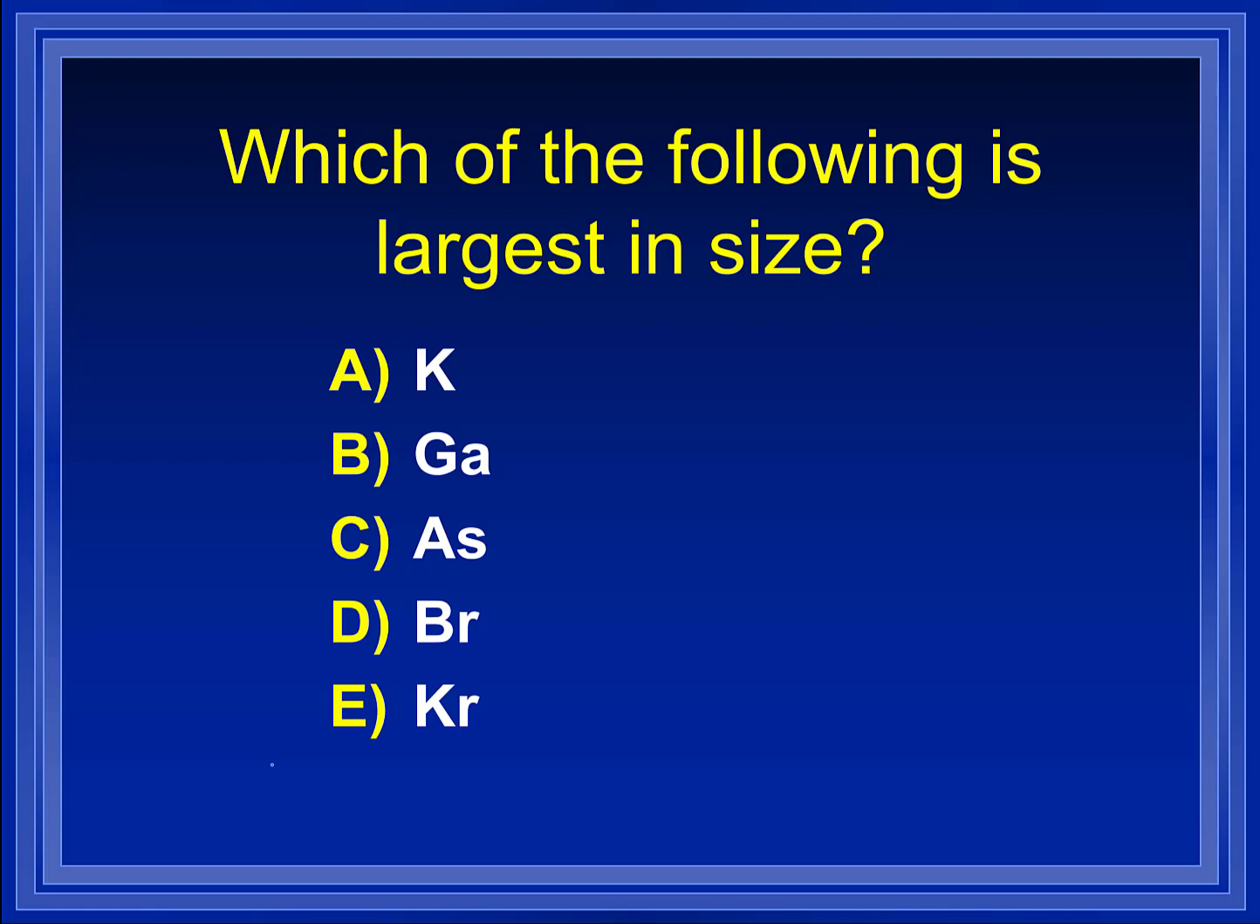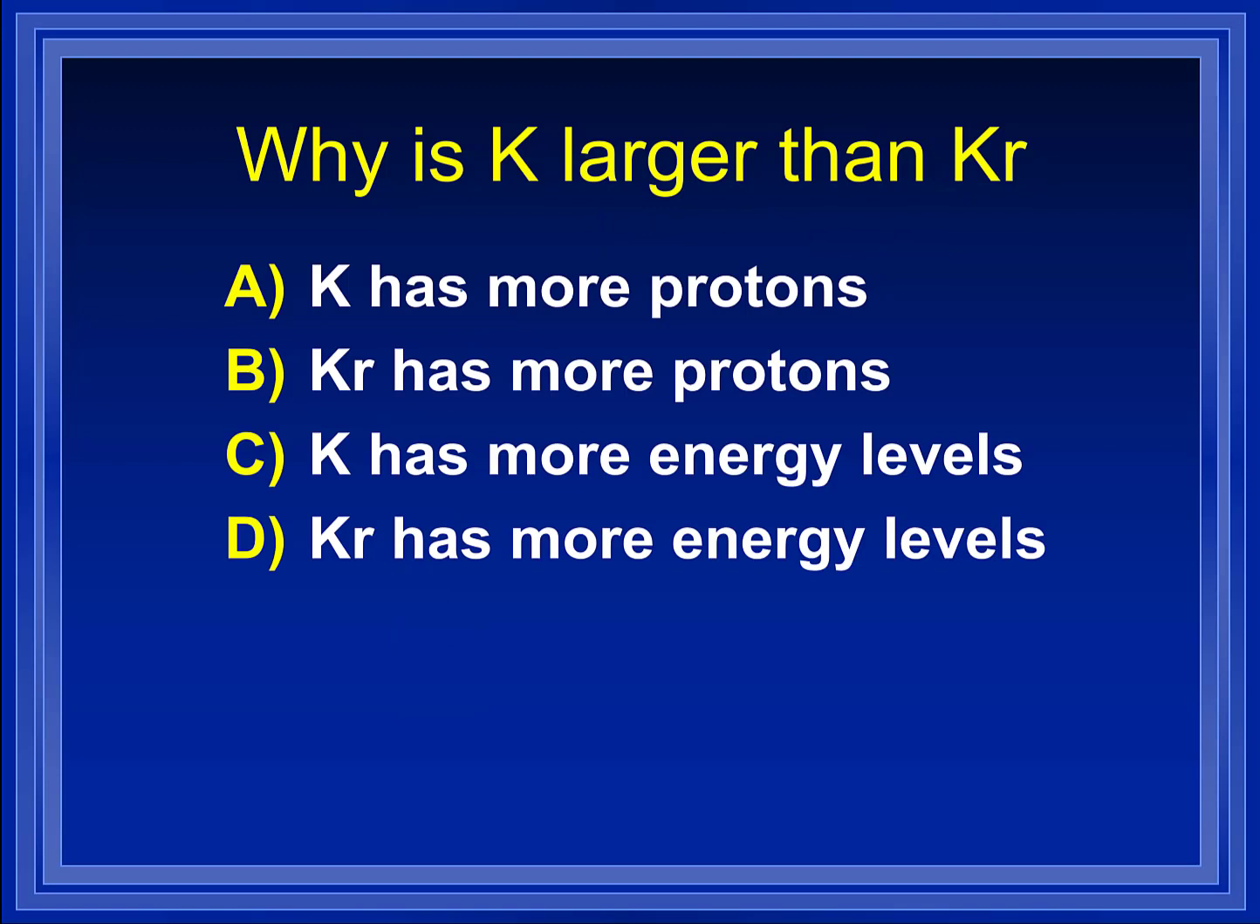Okay, well, where are they at on the table? They're all in the same period, and as we go across the period, nuclear charge pulls it in closer, so it gets smaller, so the largest would be potassium. Explain why.